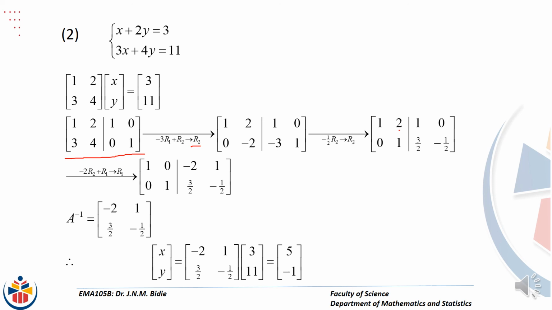So it's negative 2 times 0 plus 1. It's 1. Negative 2 plus 2, that's a 0. Negative 2 times 3 over 2, that gives me negative 3, plus 1, that gives us negative 2. Negative 2 times negative half, that gives us positive 1, plus 0, that's a 1. Hence, A inverse is that matrix. And then I have A inverse, you multiply that to C, and then you get the answers for the values of X and Y.